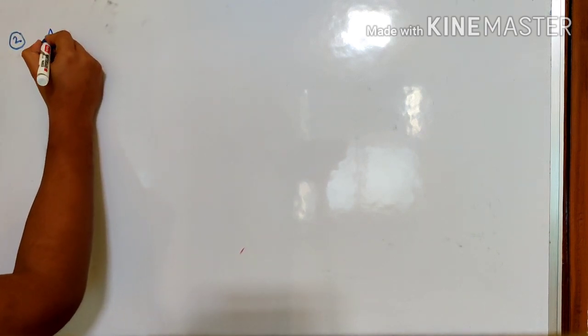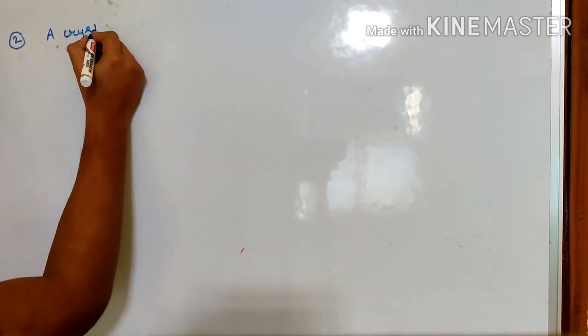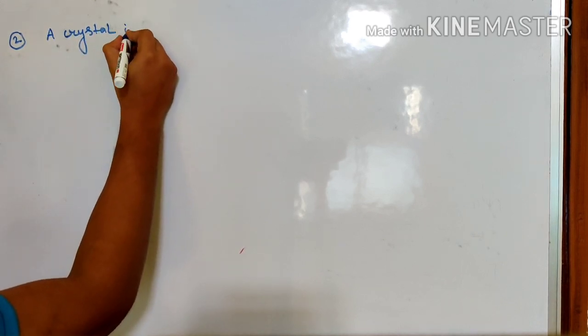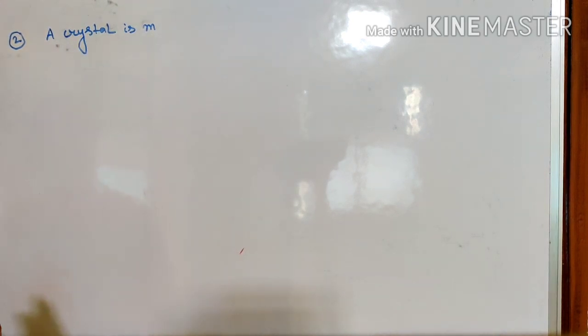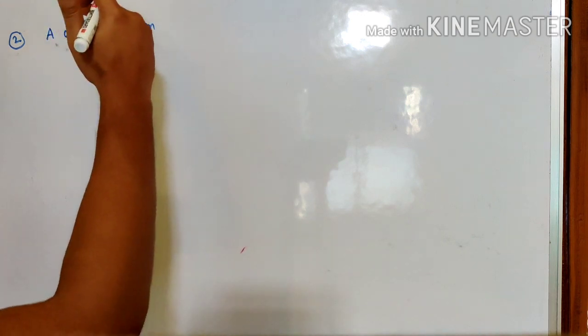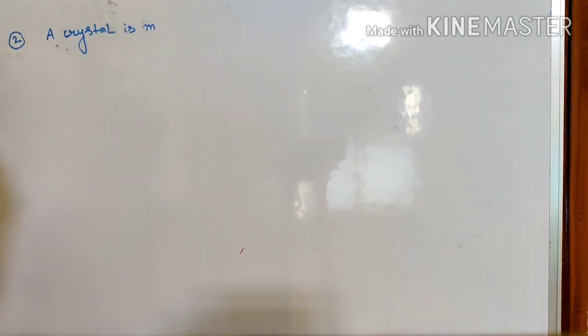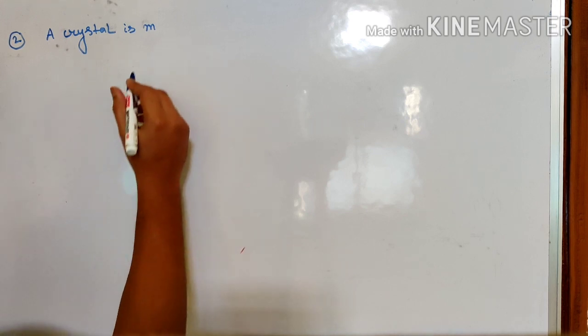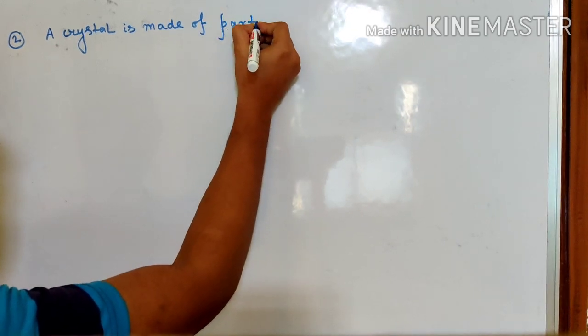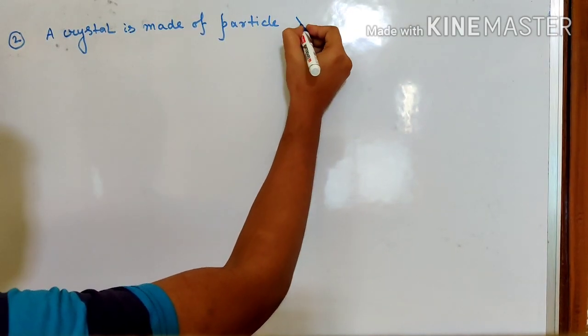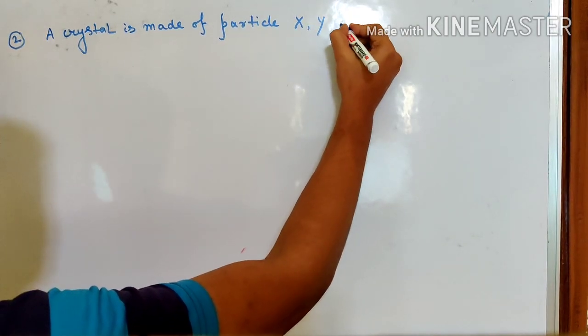Now the next one. This one is an advanced level problem. So we have to pay a little bit more attention to it. Question is, a crystal is, I am writing little bit, and the size will be little bit smaller of the alphabets because I have to keep questions as well as answer together. So kindly cooperate. A crystal is made of particles X, Y and Z.